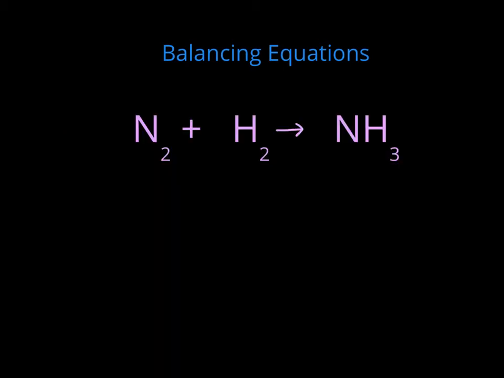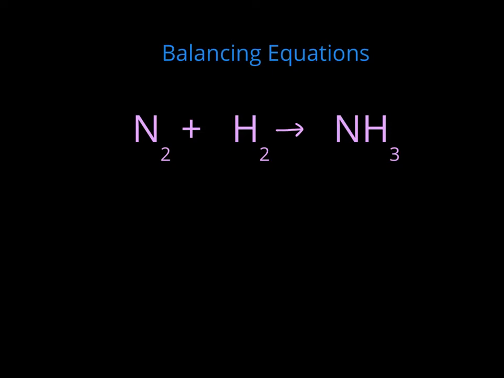All right, so let's take a look at this example. So the first thing we notice is that it's not balanced. I have 2 nitrogen on my reactant side, 1 nitrogen on my product side, 2 hydrogens on my reactant side, and 3 hydrogens on my product side. So I am not balanced at all.